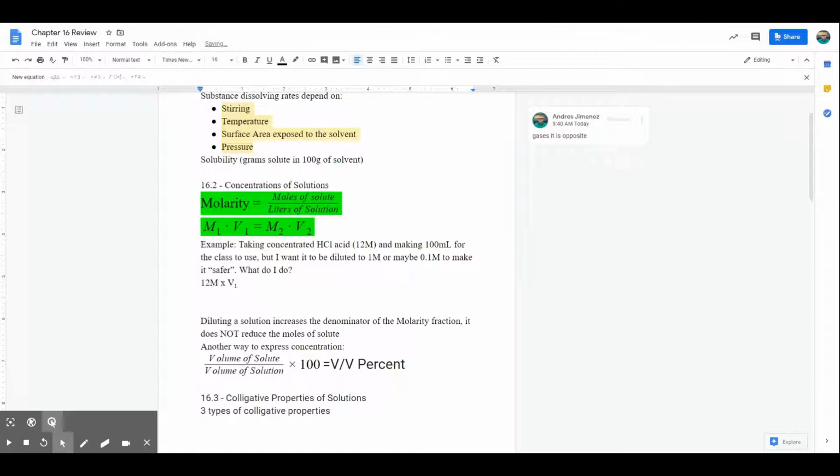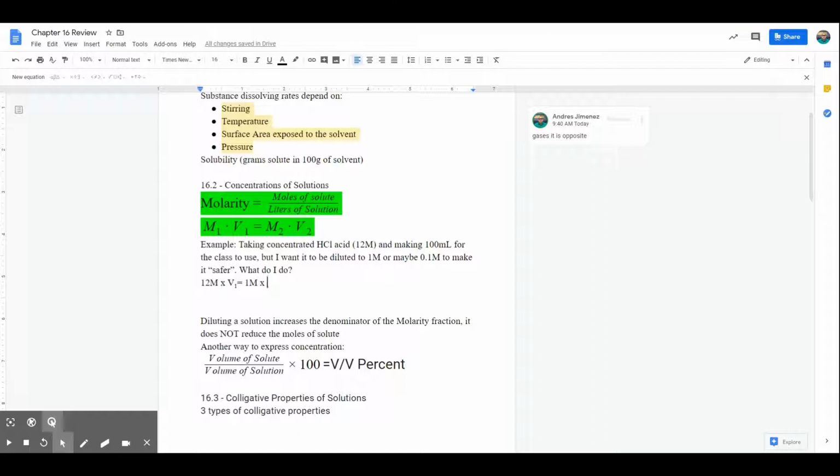So what I end up doing is I take my concentrated solution, so my M1, and then my V1 is my unknown because I need to figure out how much of the concentrated solution I actually need to pour into the amount of water that I want. So then I set this equal to my M2 and my V2. So let's say that I want to make a 1 molar solution like this. So I would write 1 molar right here. And then I would multiply that by my volume that I want.